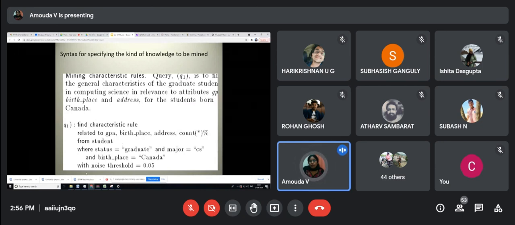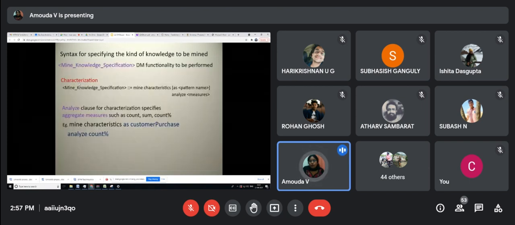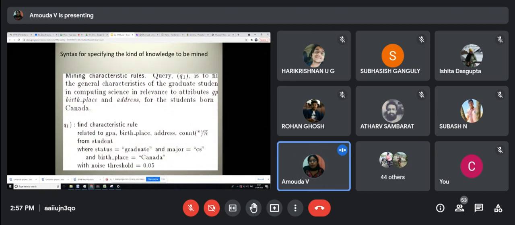One more sentence, with noise threshold 0.05. Let us not get into this. With the noise threshold, we are saying to what extent you have to see the characteristics. So this is the condition. But I think, whatever you have gone through here, you are seeing this query pattern; the standard form of query is implemented for this one. Any doubt?